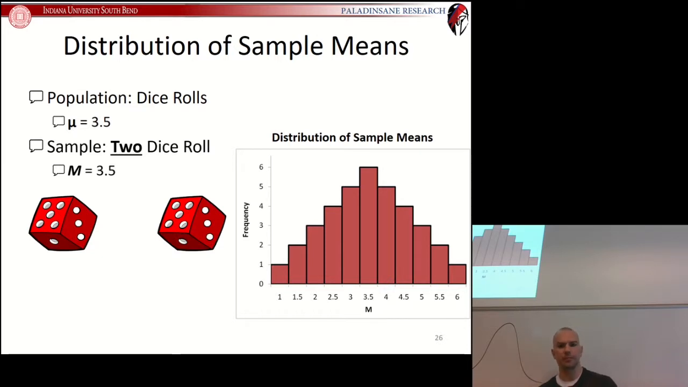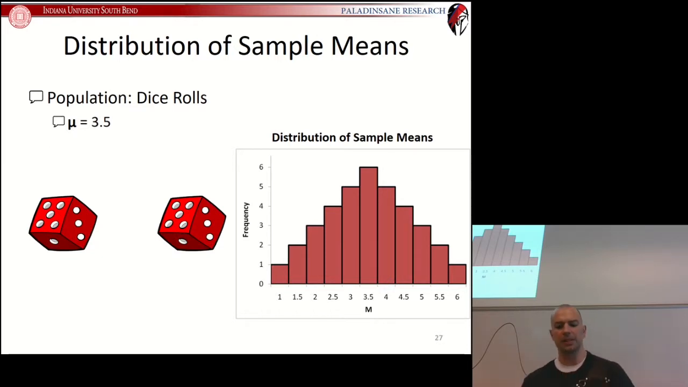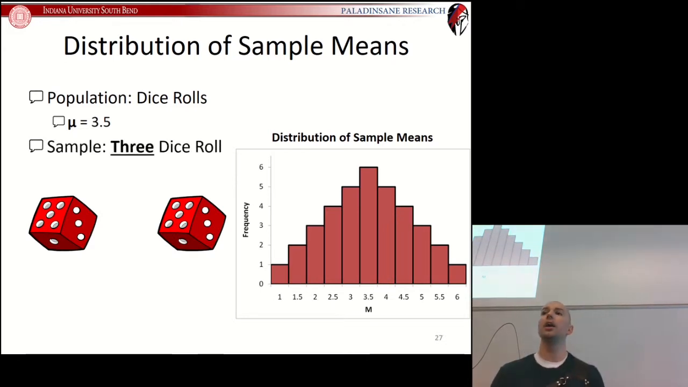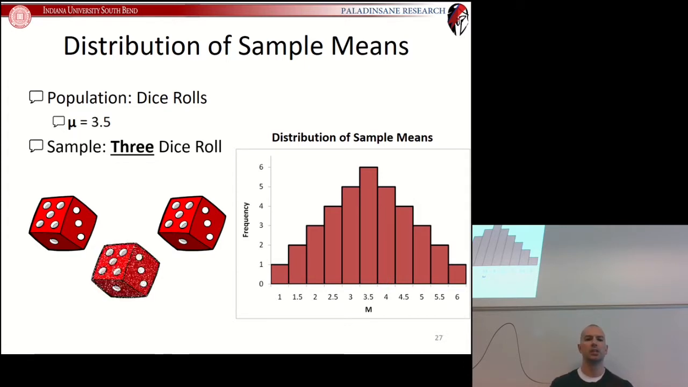So we can continue to play this game, and we'll add another subject, right, to our sample. We'll increase our sample size to 3 dice rolls now. So you're taking 3 dice and you're rolling them. And once again, for every single possible combination of these 3 dice, you add up their scores, you divide by 3, you find the mean for the sample for these 3 dice rolls.